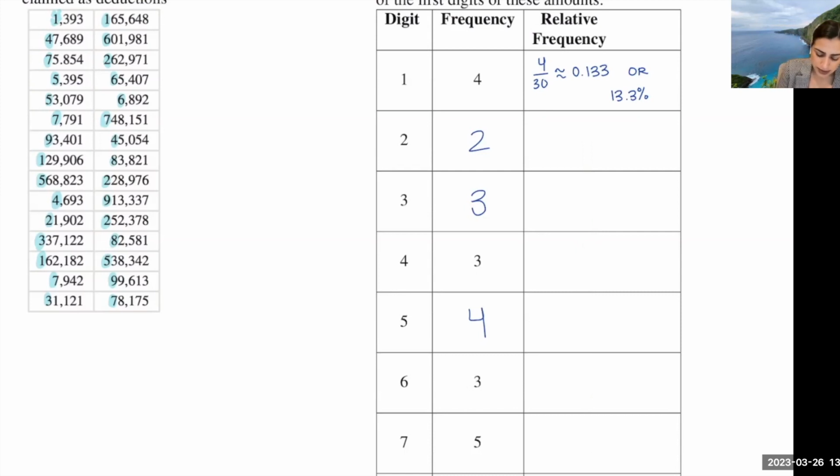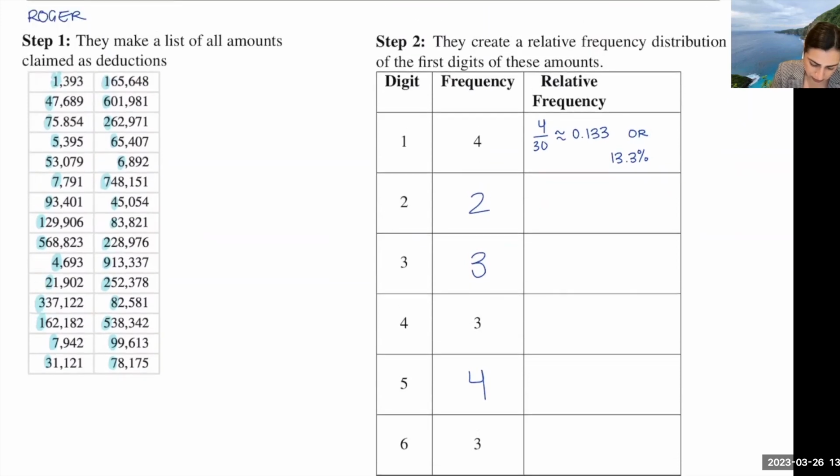And so for the second one, we have 2 divided by 30. It seems like I believe we have more. Oops, I think I messed up here. Hold on a second. Let me check for 2 because it seems like on my notes I have more values that start with the 2. So I might have miscounted.